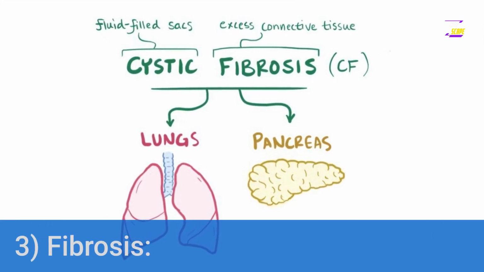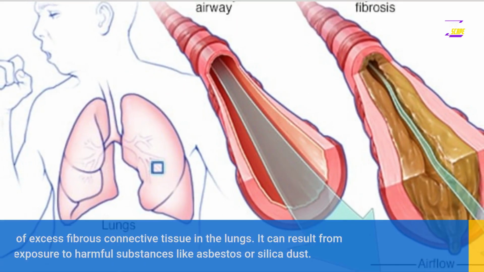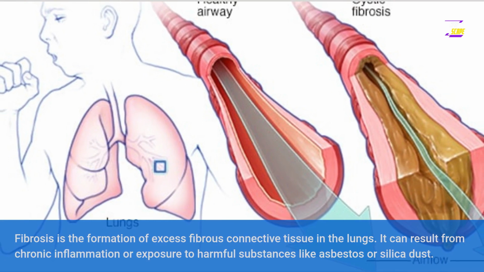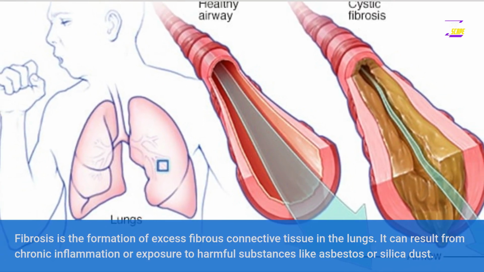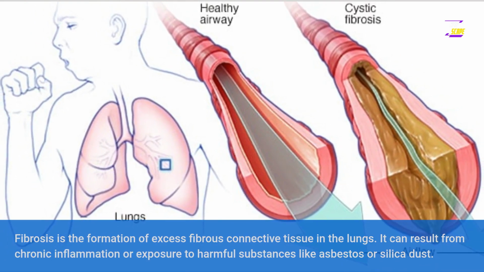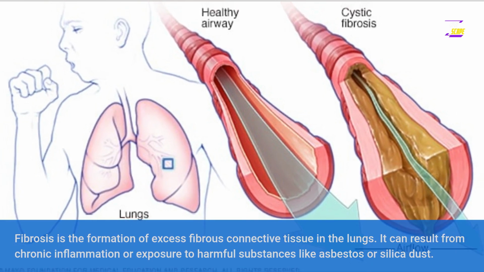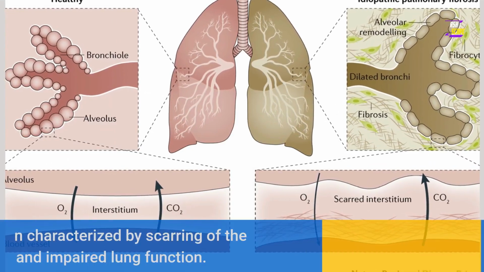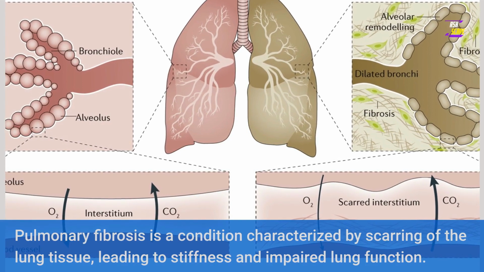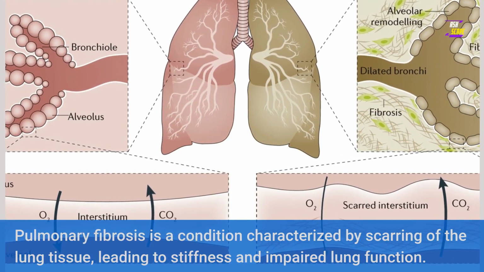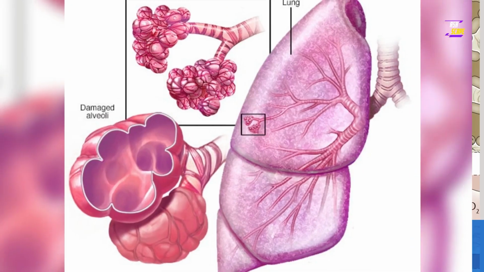3. Fibrosis. Fibrosis is the formation of excess fibrous connective tissue in the lungs. It can result from chronic inflammation or exposure to harmful substances like asbestos or silica dust. Pulmonary fibrosis is a condition characterized by scarring of the lung tissue, leading to stiffness and impaired lung function.